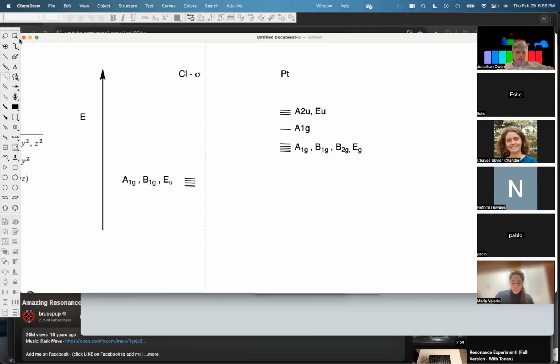So let's grab this A1G level, and I'm going to make the all anti-bonding combination up there, and I'm going to make the all bonding combination right there, and I'm going to make the intermediate one fall in between these two levels. So this guy here is going to be 1A1G down to the bottom. This is going to be 2A1G, and this is going to be 3A1G.